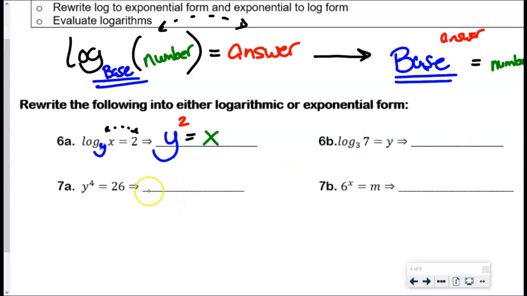All right, so again, on number 7, if you can identify who the base is, you'll be good. So like, boom, right there, there's the base. So you're going to have to write log, and then he's going to have his same base of y.